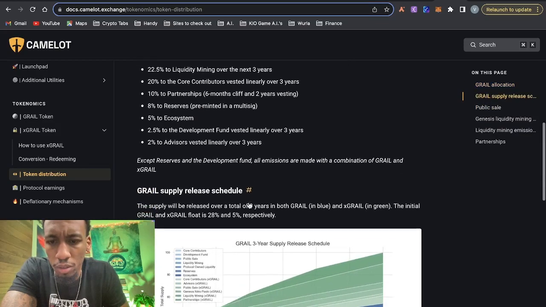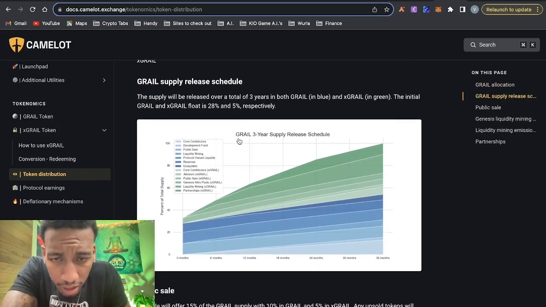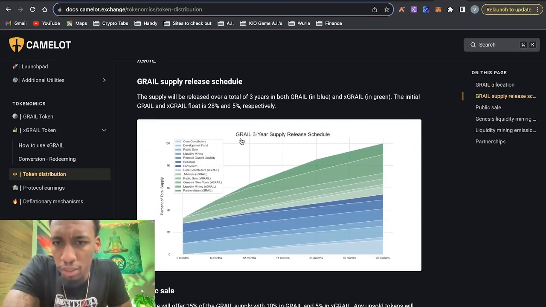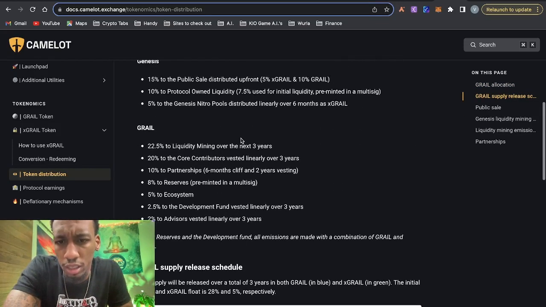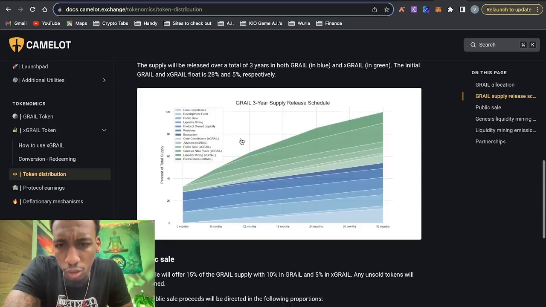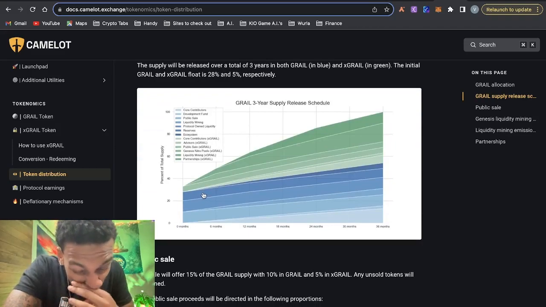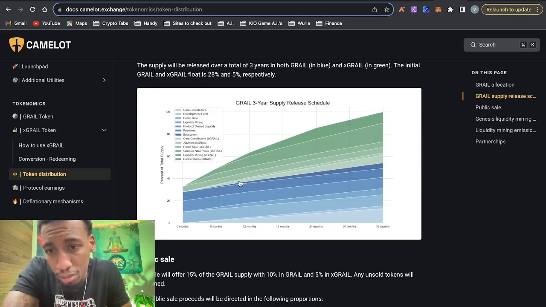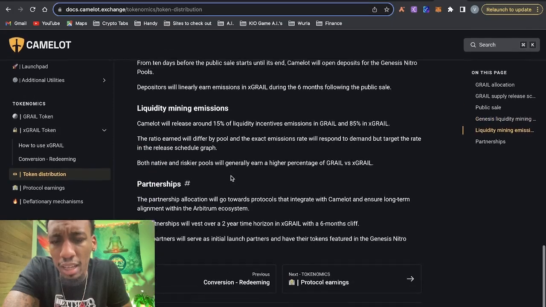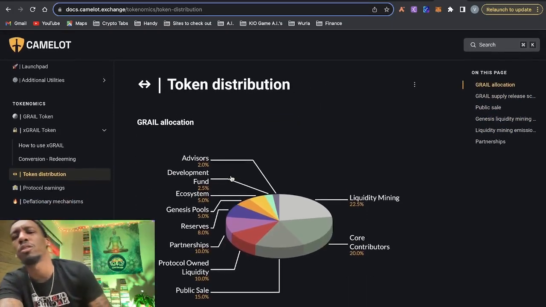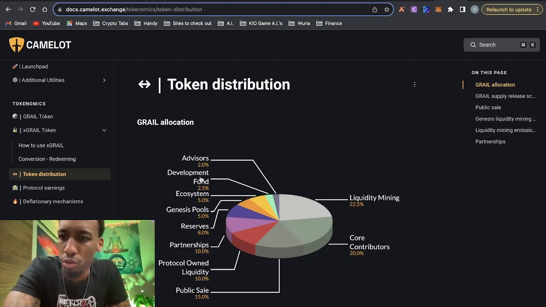It talks about how they launch. And then they have a 3-year supply release schedule. And I believe they launched in 2022. So all the tokens seem like they should be getting unlocked here probably sometime this year. But like I said, I am not buying any Grail tokens. There are other tokens that I am more bullish on.